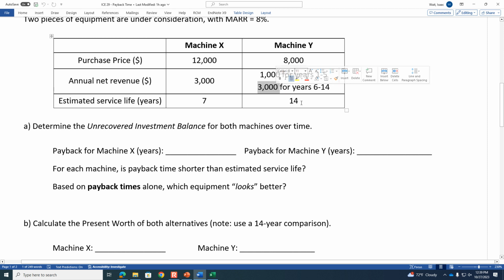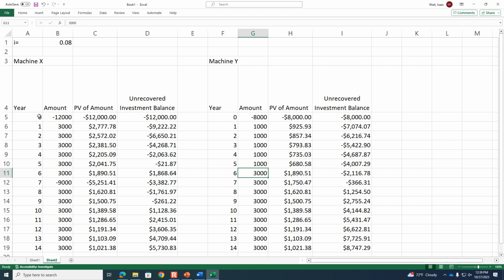For us to compare these two alternatives, let's have a standardized study period of 14 years. So that means repeating machine X through 2 cycles. And so that's what I've set up here is I've said we start off by buying the item at time 0 for $12,000. It gets its revenue of $3,000 per year.